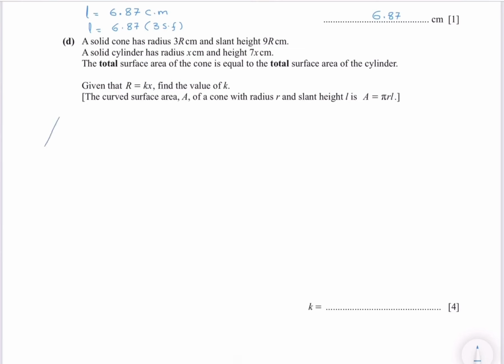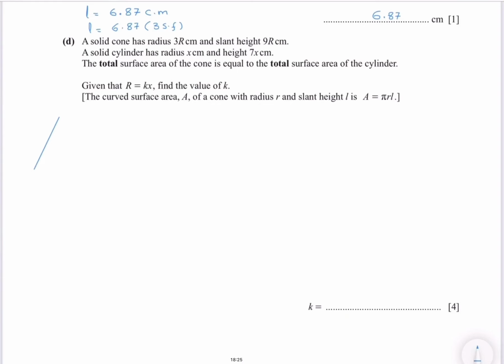A solid cone has radius 3r centimeter and slant height 9r centimeter. A solid cylinder has radius x centimeter, height 7x centimeter. The total area of the cone is equal to the total surface area of the cylinder. Given that capital R equals k times x, find the value of k.